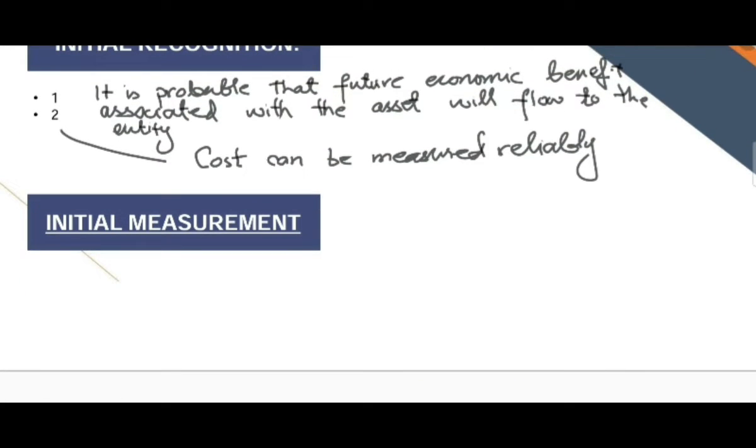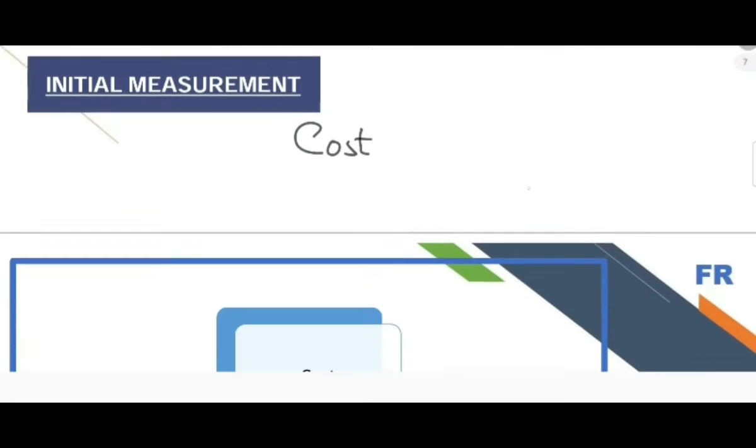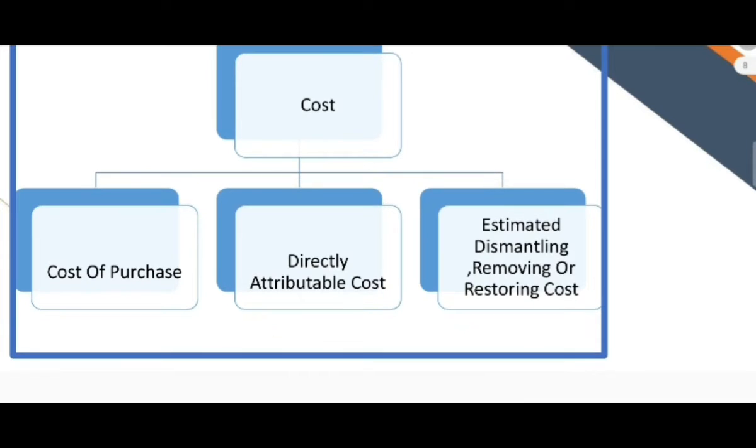Now it is about initial measurement. Initially, an asset should be recorded at its cost. Initially, you have been allowed only one model, and that is cost model, and initially you have to record the asset at its cost. Now its cost comprises of cost of purchases, directly attributable cost, and estimated dismantling, removing or restoration cost. This is the cost.